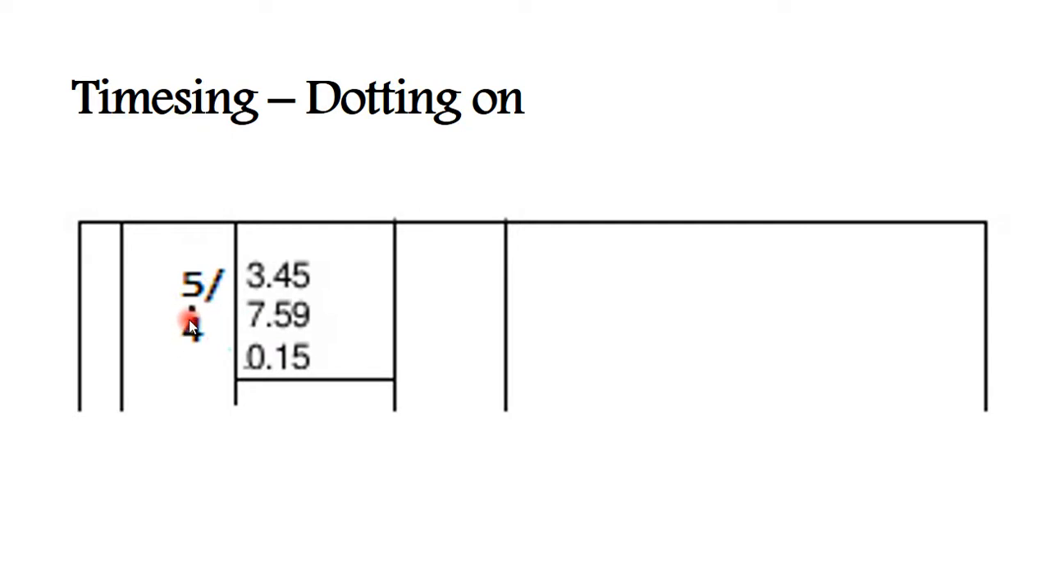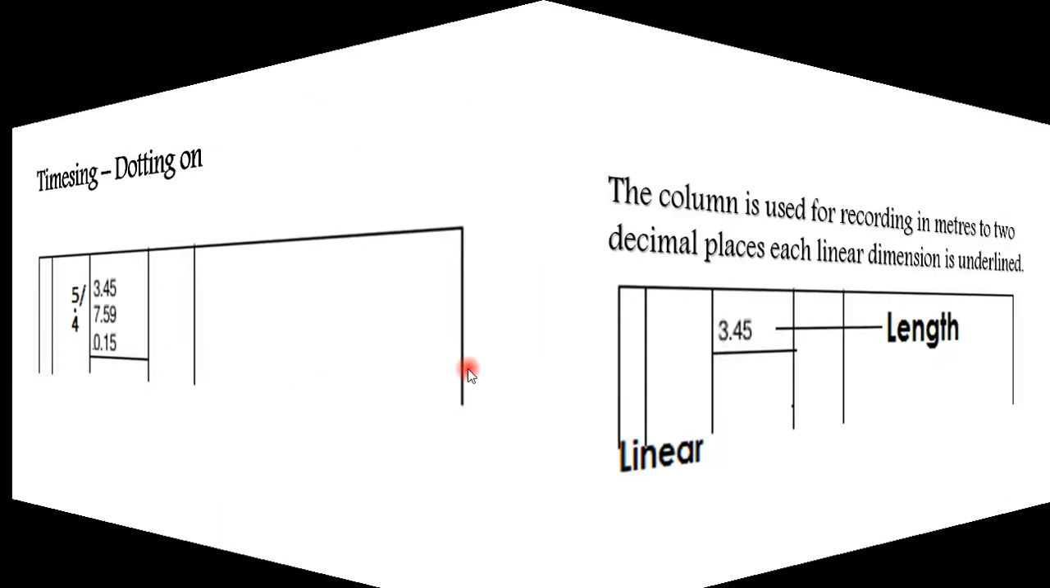So what you do, you just put a dot and then you have a 4. So whoever is going to square this is going to add 5 plus 4, which is 9. So you say 9 times 3.45 times this times that, and then the answer will be there. So that's the dot on.